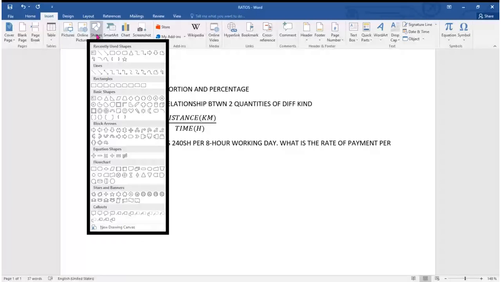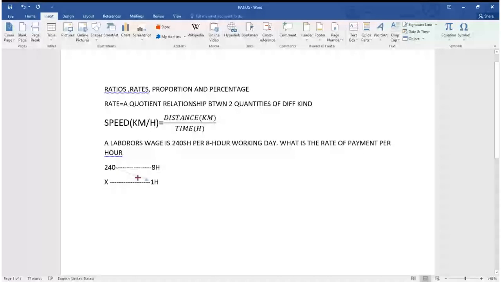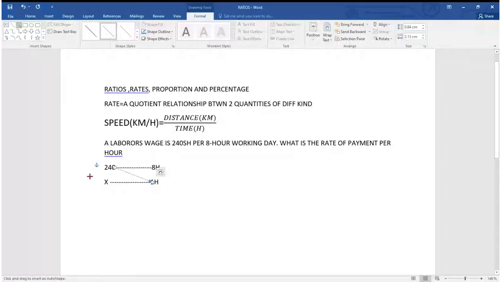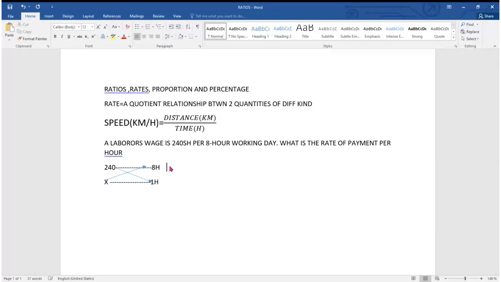So you cross multiply that one with this other one here to get your answer. You multiply 8 times x. That is 8x equals 1 times 240, which is 240. To get the value of x, you say 240 divided by 8, and the answer is 30.